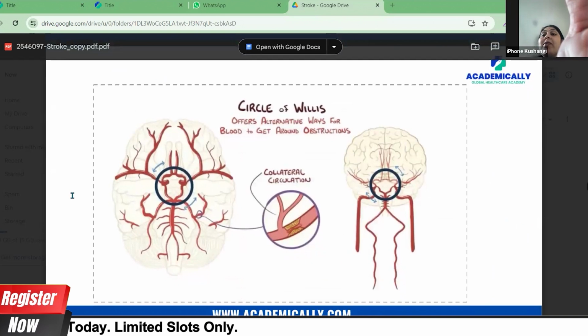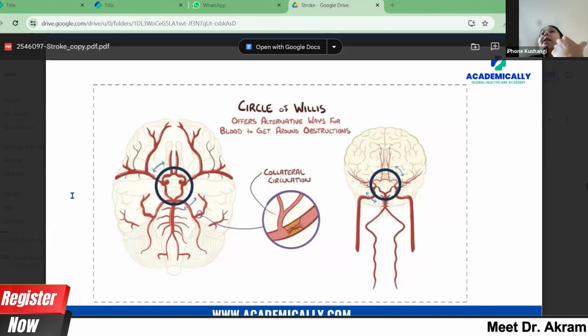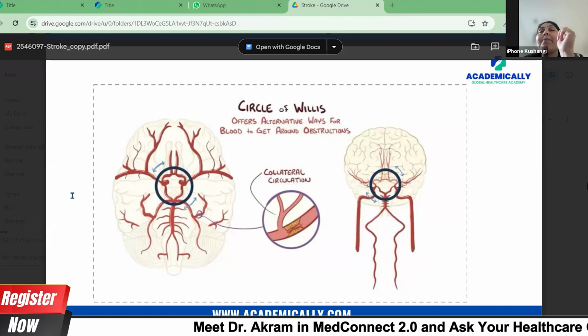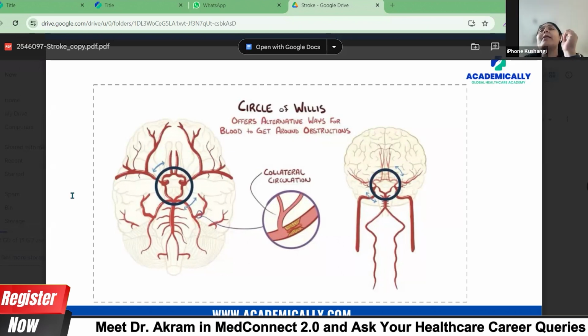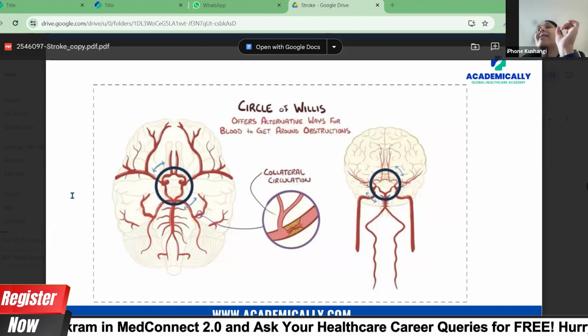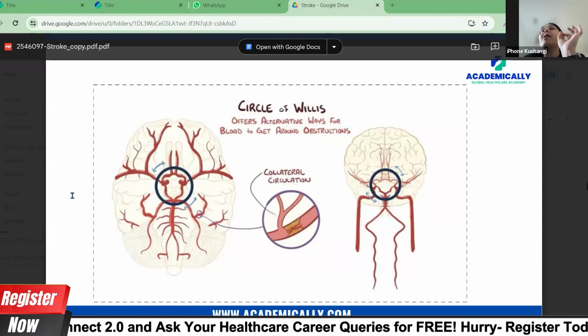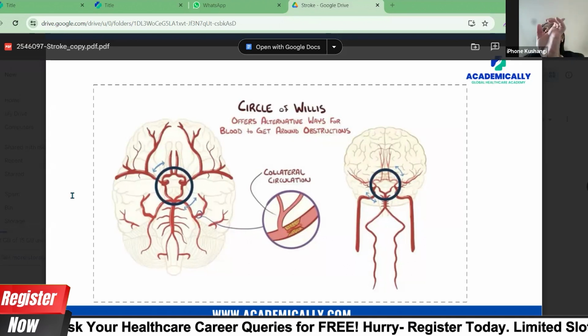Yes. So how does this collateral circulation work? You must have heard about the stroke resolving within 24 hours. So what happens if a particular artery is blocked? A stroke happens. For instance, if a stroke is happening in the ACA, that particular part, the ACA, is affected.